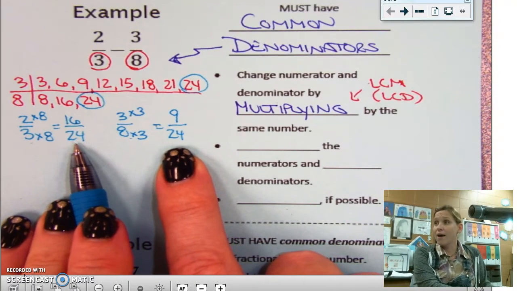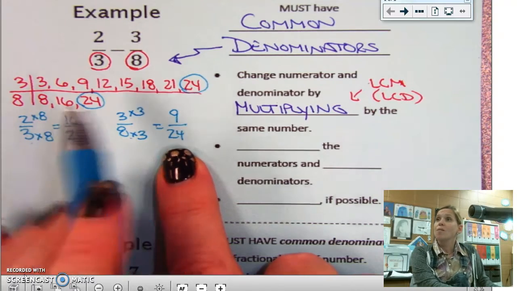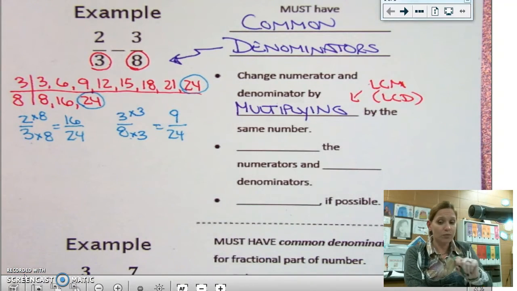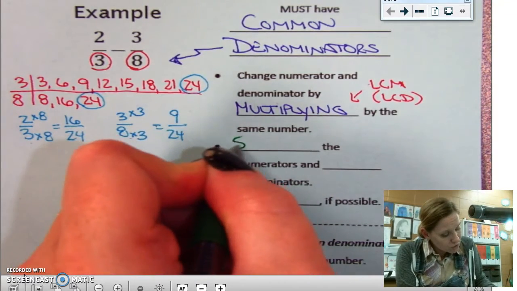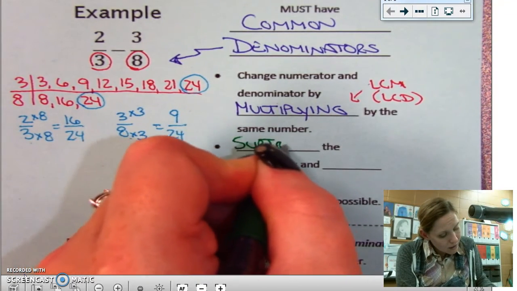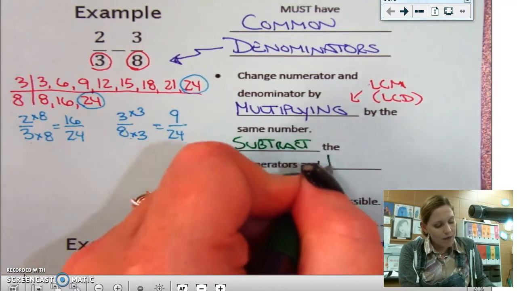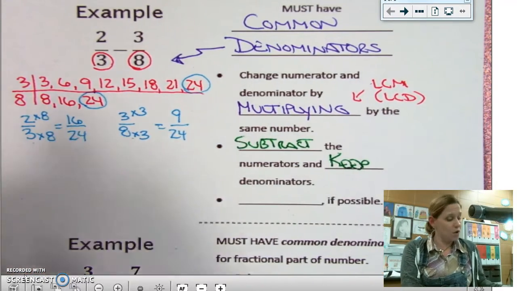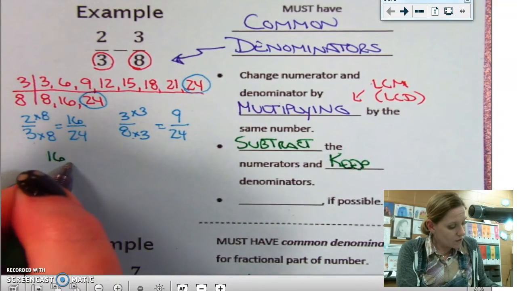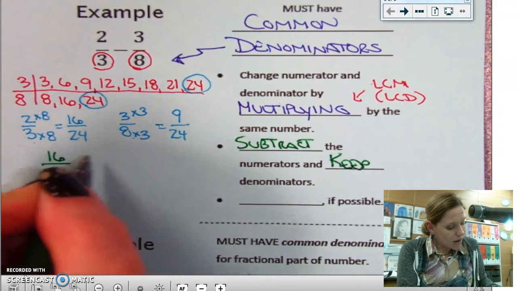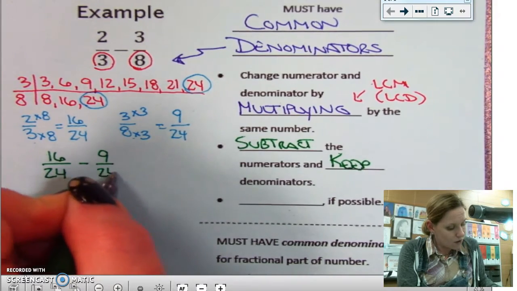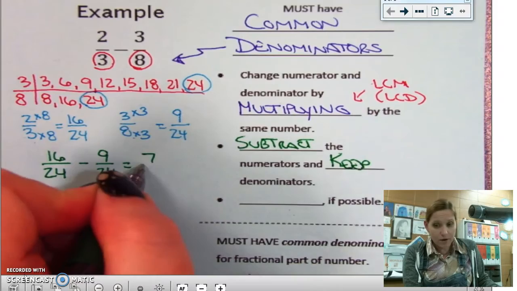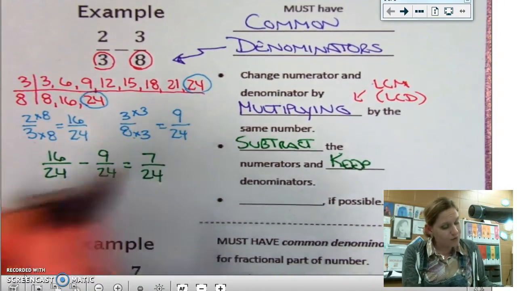I now can combine them or I can subtract them. But we look up here, it says subtract. So that's exactly what we're going to do. So we are going to subtract our numerators, but keep the denominator the same. So we're going to take our 16 over 24 and subtract 9/24. And 16 minus 9 is 7/24.